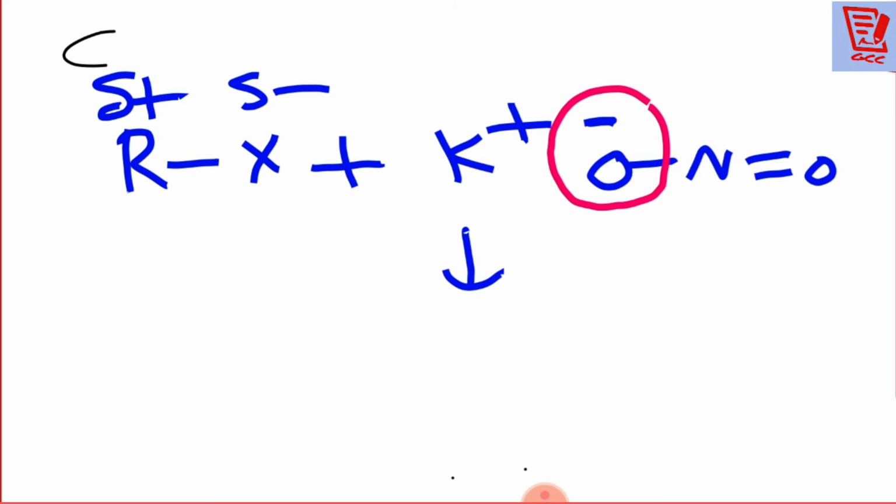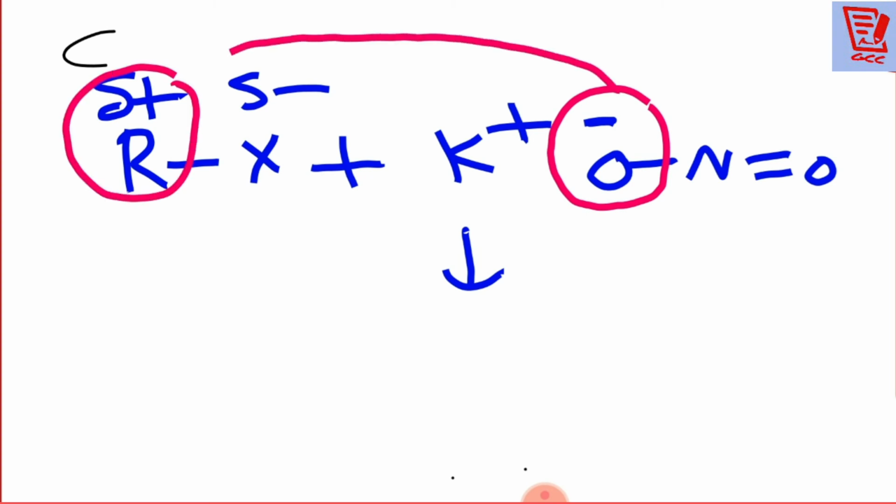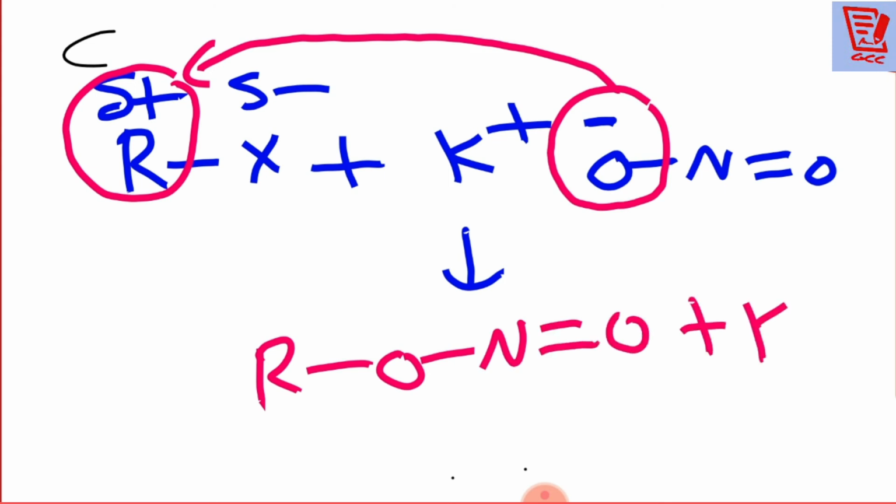Then the alkyl halide, this is the positive sign. So this O negative will attack where? To the R positive. Clear? That is why it will form RONO plus KX.